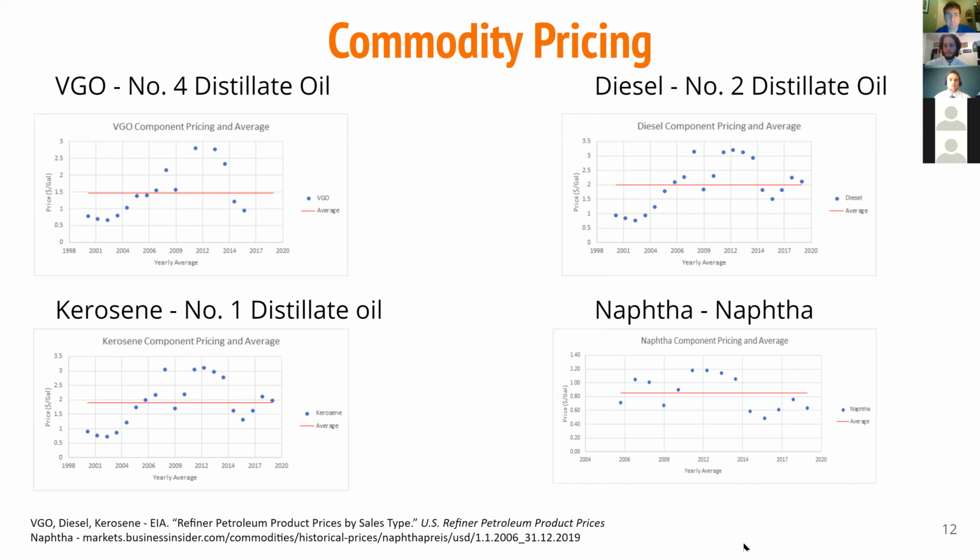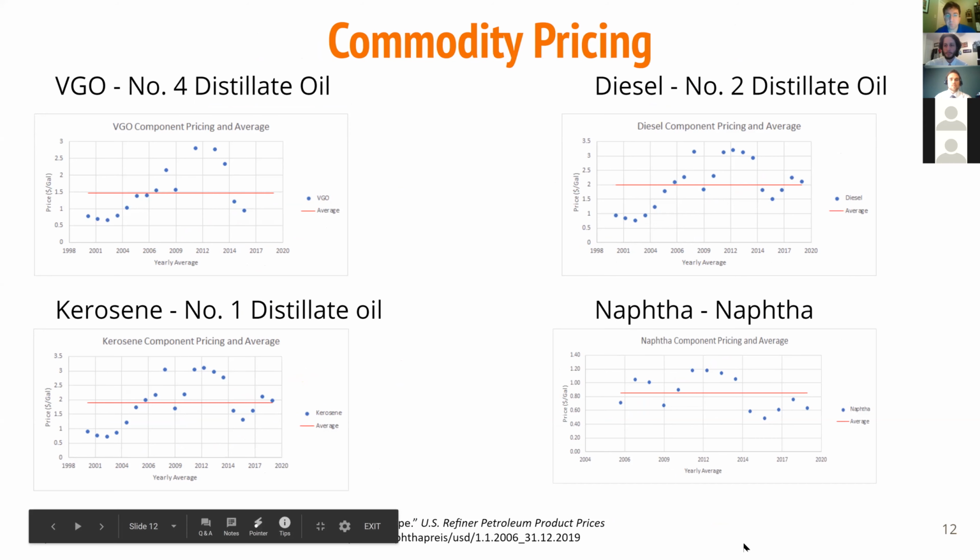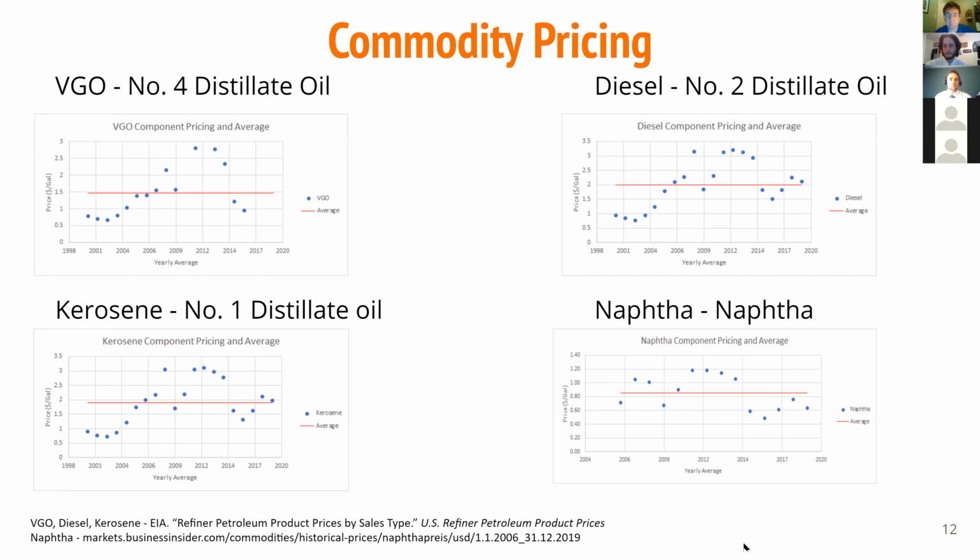Naphtha, to the bottom right, was not on EIA.gov, so we had to do further research to locate its prices over the past couple of years. We were able to find them on businessinsider.com, and we took the average price from 2005 to 2019, which you can see in the graph below.